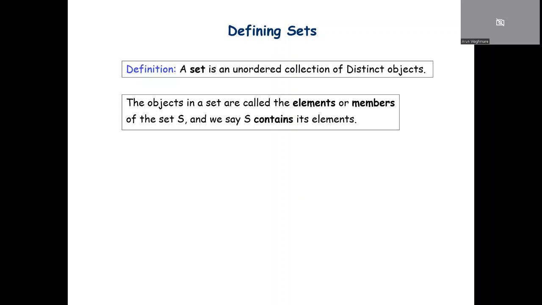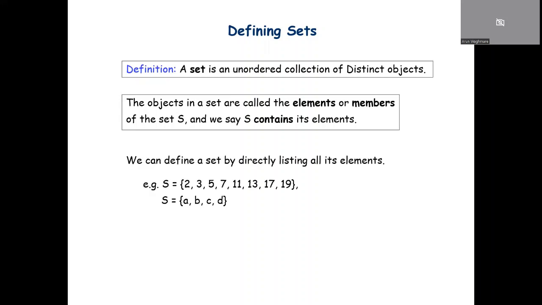So, defining sets. A set is an unordered collection of distinct objects. We can say a set is a collection of distinct objects of the same type. So what is this object? Objects in a set are called the elements or members of a set S. So we say set S contains its elements.